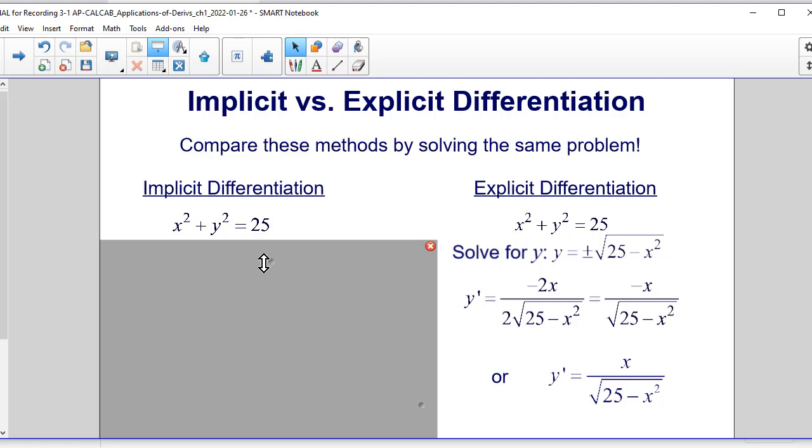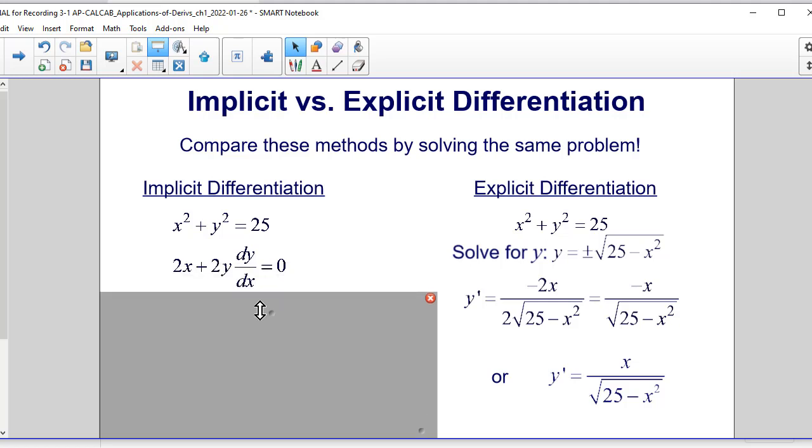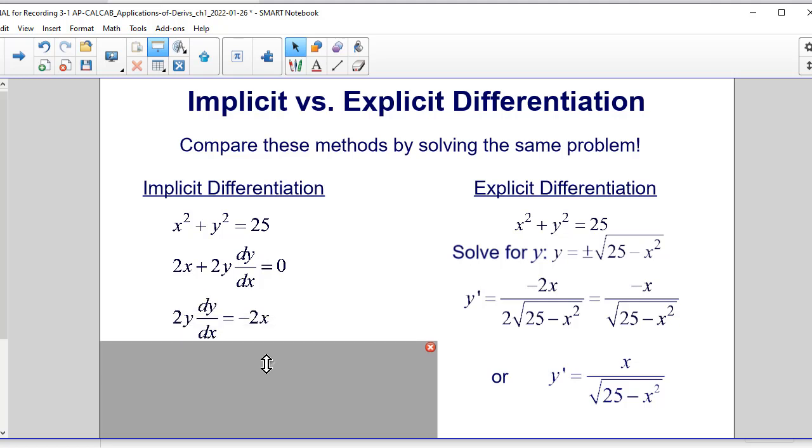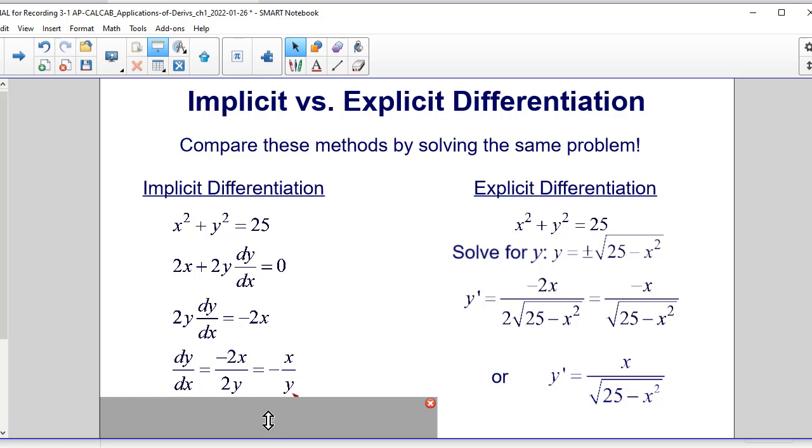For implicit differentiation, we still start out with the same equation, x squared plus y squared is equal to 25, but we differentiate it term by term. The derivative of x squared is 2x, the derivative of y squared is 2y, and we don't forget our dy/dx, is equal to 0. Then we solve for dy/dx, which is going to give us dy/dx is equal to negative x over y.